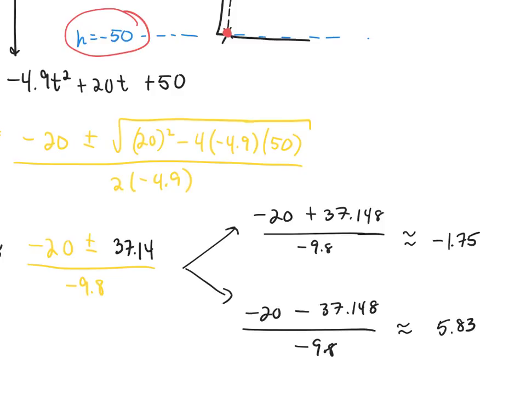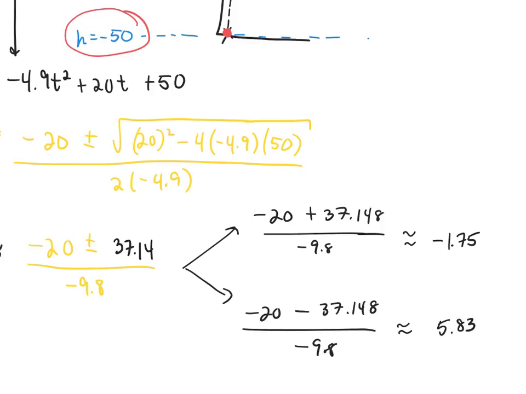5.83, yeah. Just logically, you can't have a negative time. In physics, you'll learn about where that negative time comes into play, actually. It has to do with going backward through the cliff, instead of going in this direction, which you wouldn't do, so it doesn't matter. But 5.83 is absolutely the answer you're going to choose here.